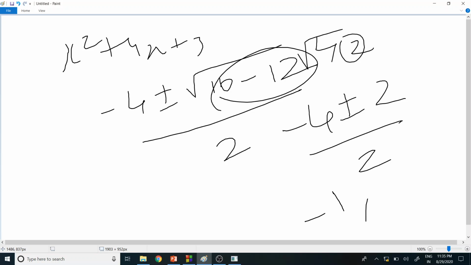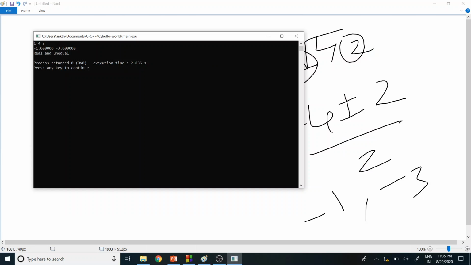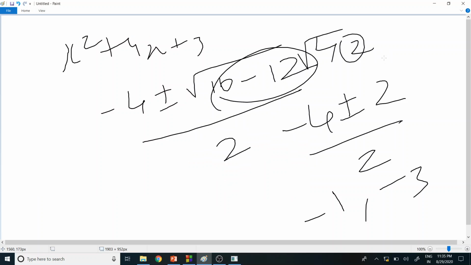If you take the minus value, -4 minus 2 is -6, so -6 by 2 is -3. That's what we got in our result window. We got the two roots as -1 and -3, and these two roots are real but unequal. This is the case where b square minus 4ac value is 4, which is greater than 0, so we got the first condition as our output.